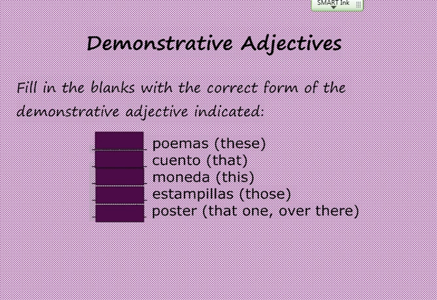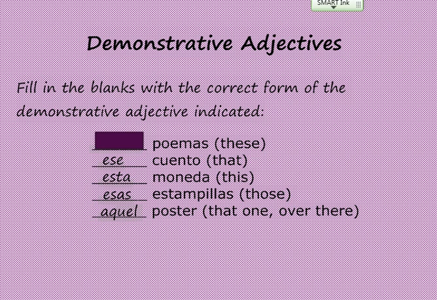Okay, let's see how you did. I'm actually going to go ahead and skip the first one and come back to it since it's a little tricky. So if we wanted to say that, cuento means story, that story in Spanish, we would say ese cuento. If we wanted to say this coin, we would say esta moneda, because moneda is feminine and it's singular. Those stamps, esas estampillas.